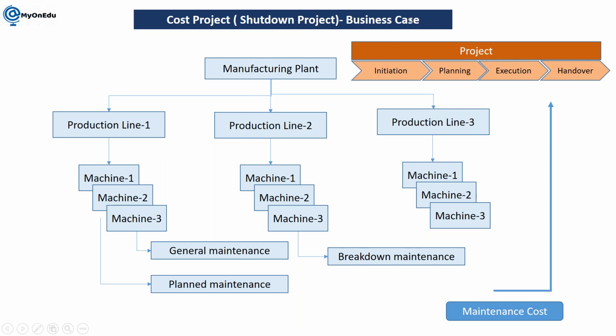So here I have just taken one example. Let's say this is your manufacturing plant, which has different production lines, line 1, line 2, and these have different machines. You need to manage some general maintenance, plant maintenance. General maintenance is small maintenance, like some oil is leaking. Plant maintenance is preventive, so it will be in advance.